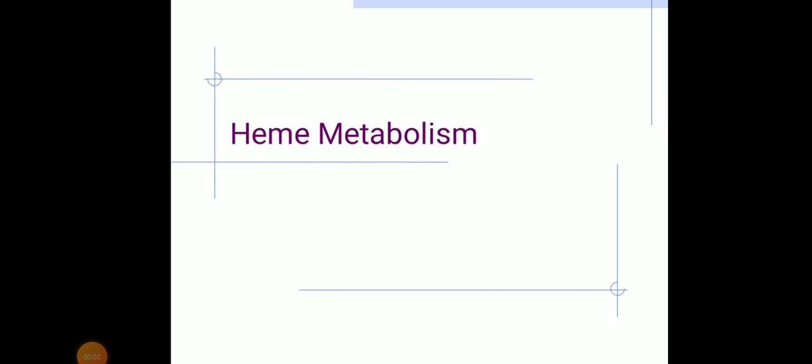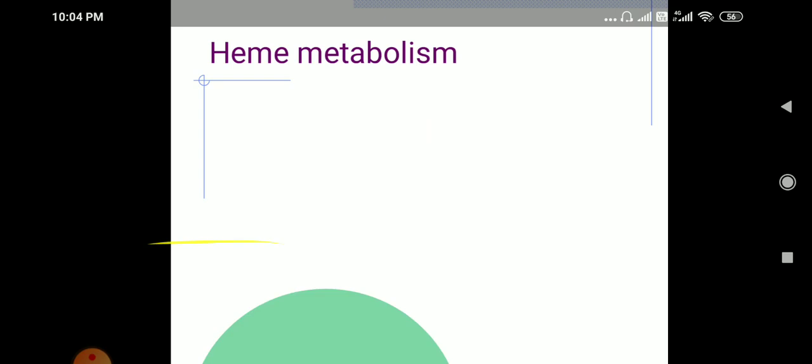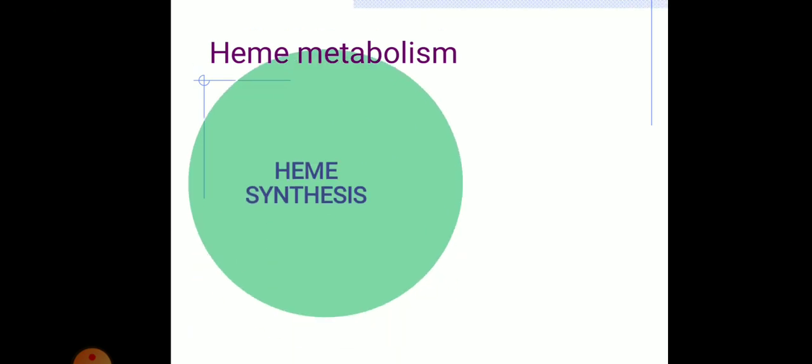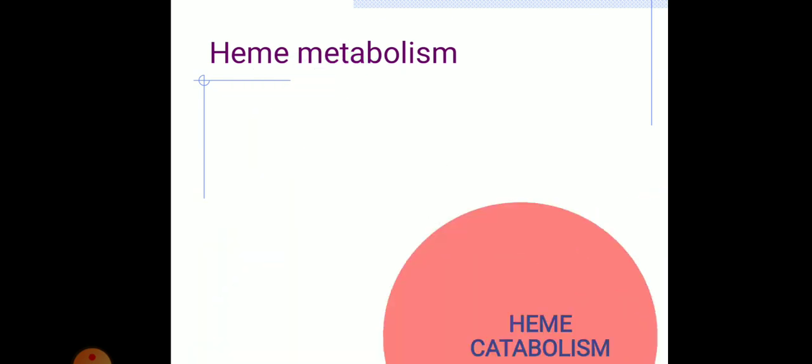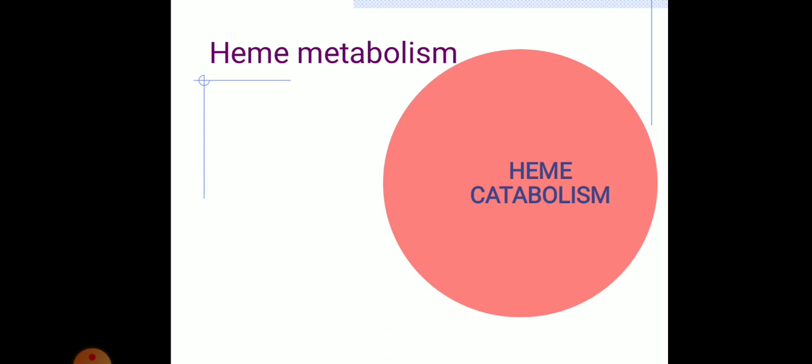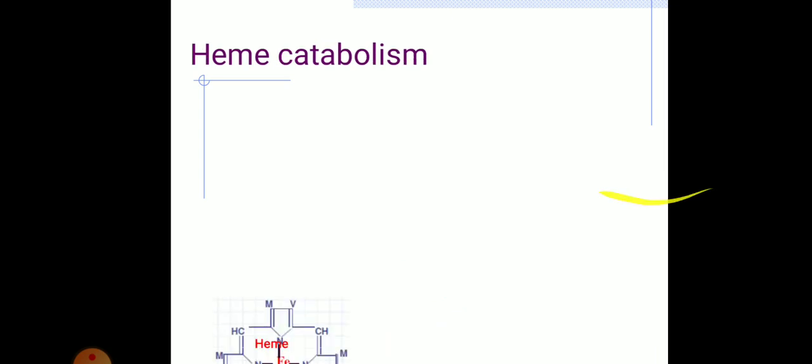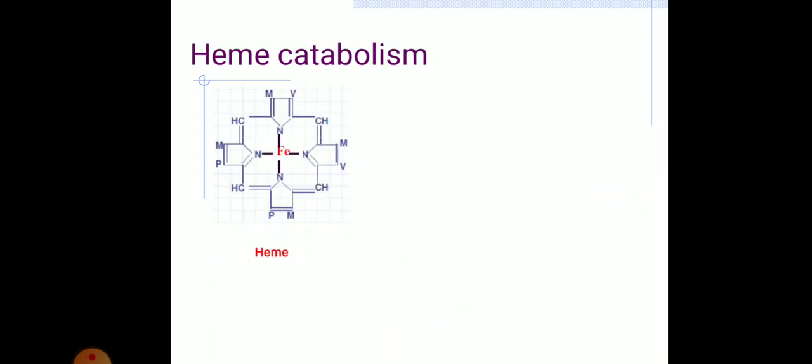Today we will deal with heme catabolism. Okay, heme catabolism. In the previous class we studied heme synthesis. Now we will deal with heme catabolism. This is the heme, right? You know the structure of heme.